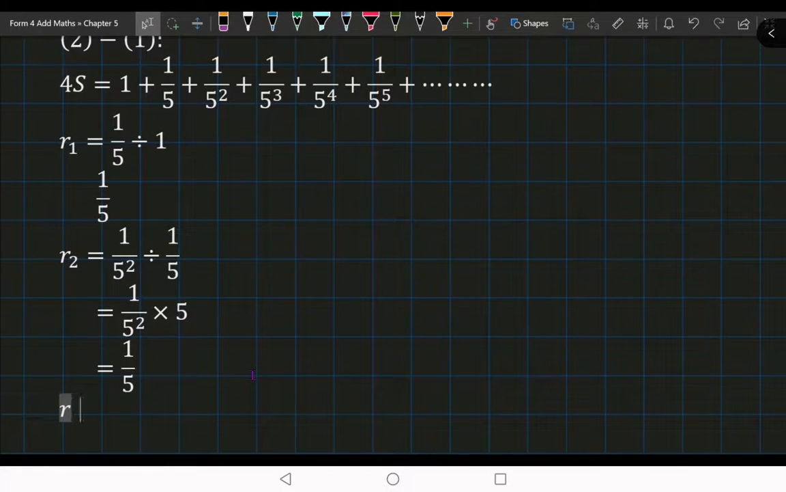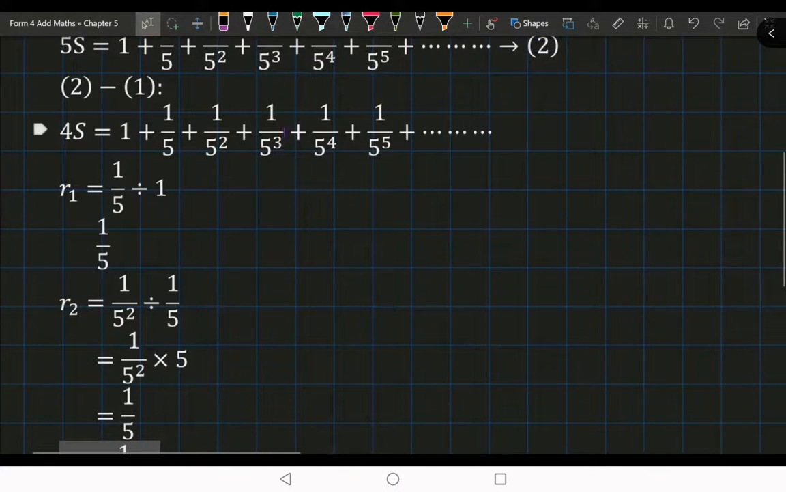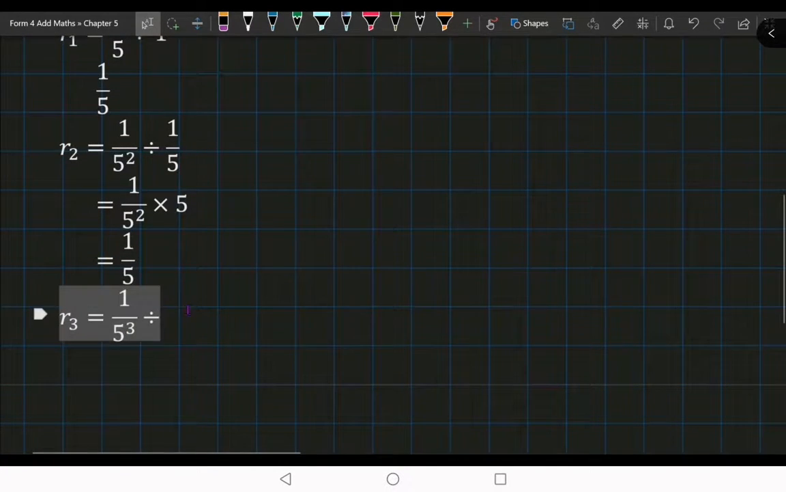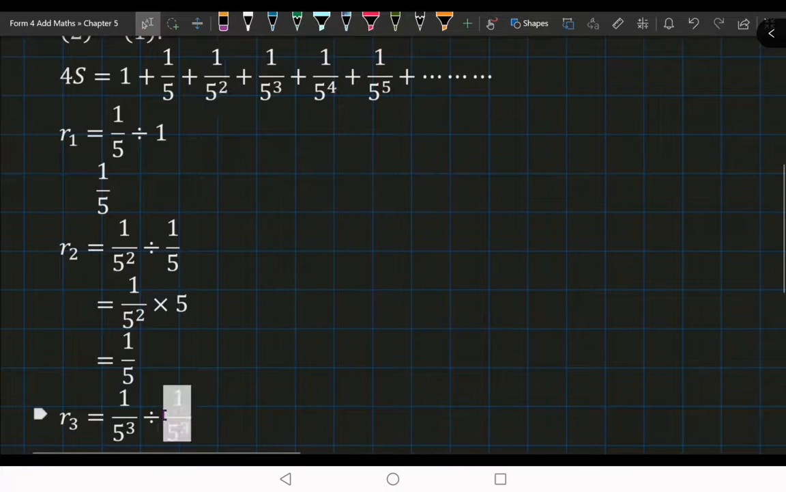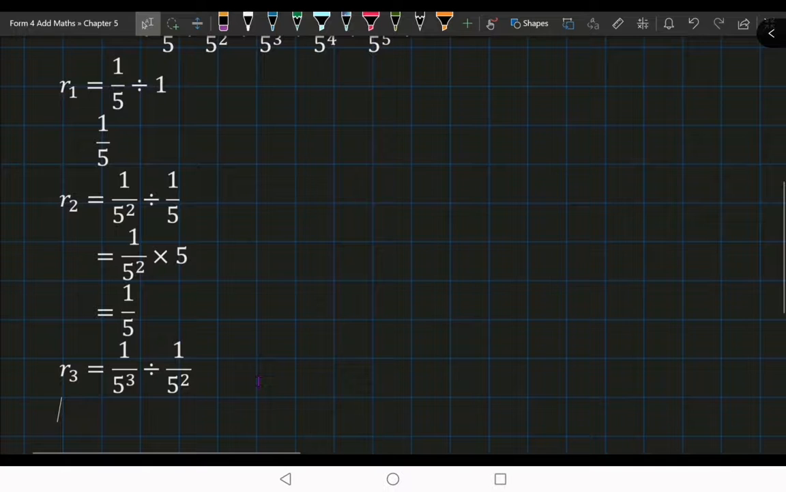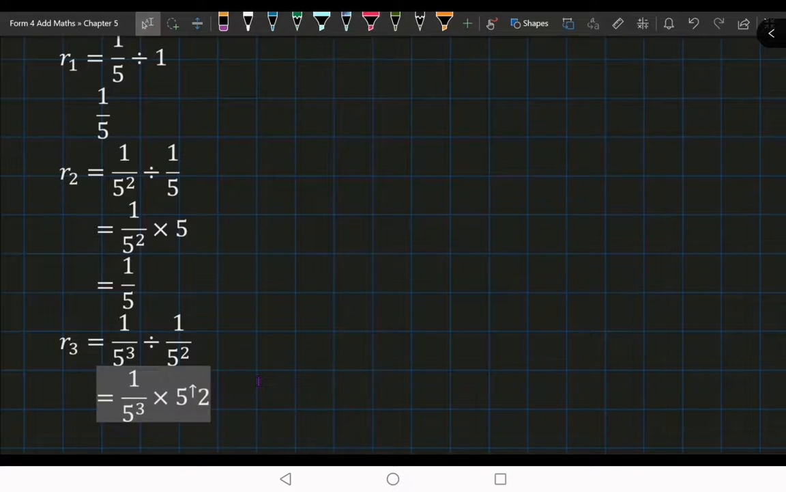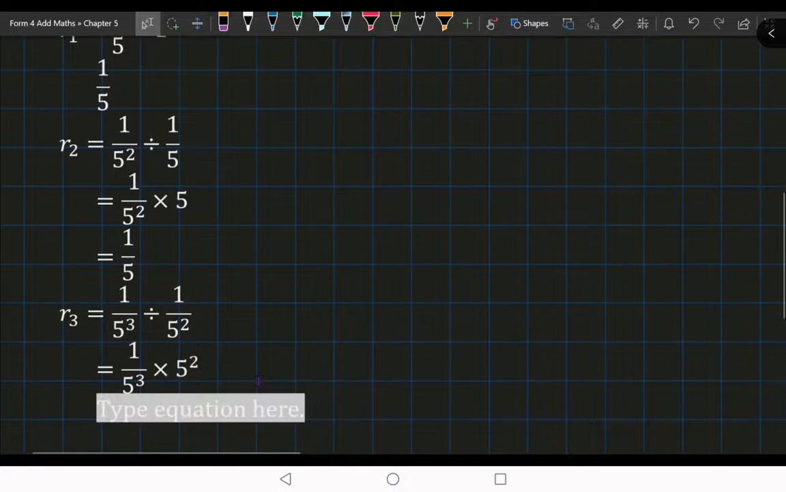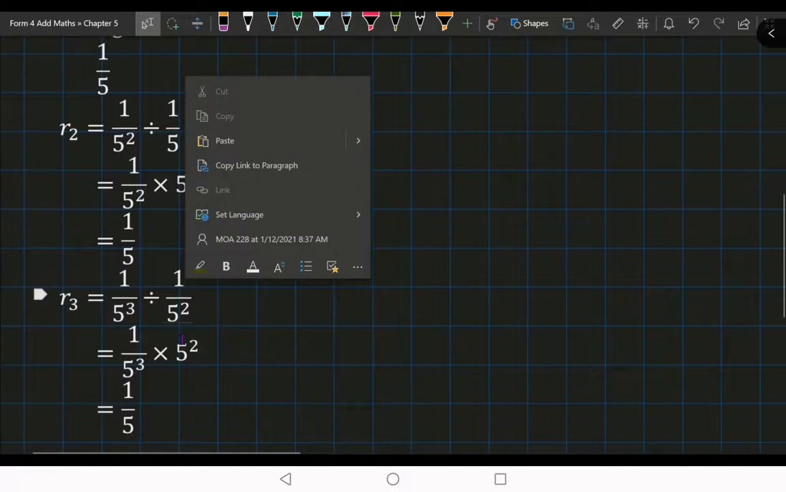Go for the third ratio, to make sure there is a common ratio or not. The fourth term divided by the third term. Using the terms, we get 1/5 to the power of 3 times the reciprocal of 5 squared. I also get the answer 1/5. So we can say R1, R2, R3 are the same common ratio, 1/5.